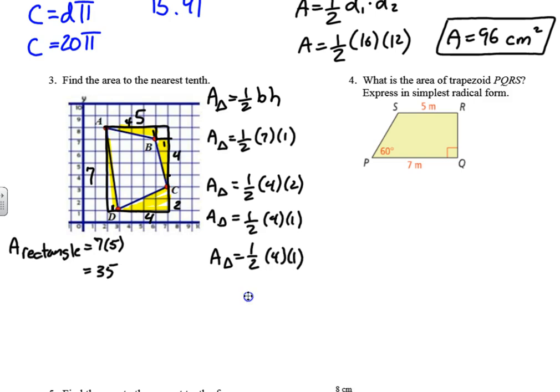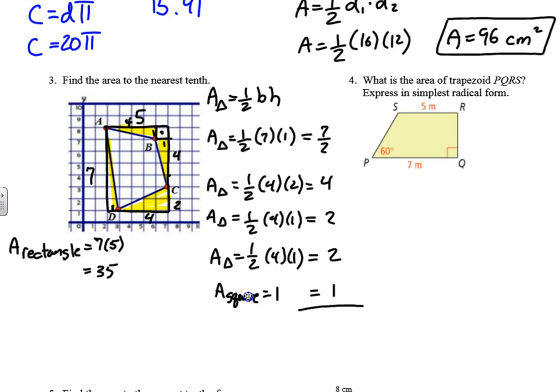And then we've just got this little square piece. That's just going to have an area of 1. So the area of the little square is 1. All right, so let's calculate this. 1/2 times 7 times 1 would be 7 halves. 1/2 times 4 times 2 would be 4. 1/2 times 4 times 1 would be 2. That would be 2. That would be 1.